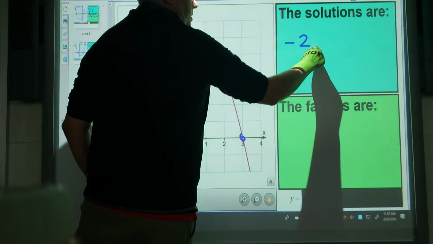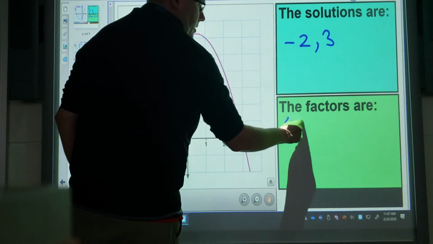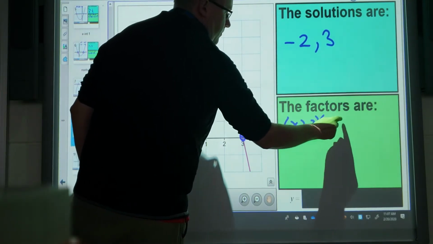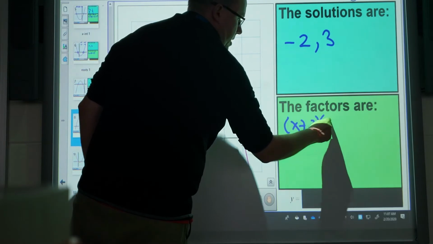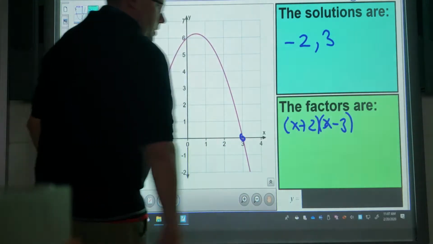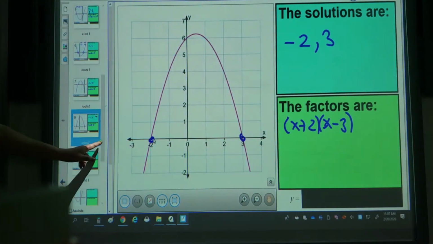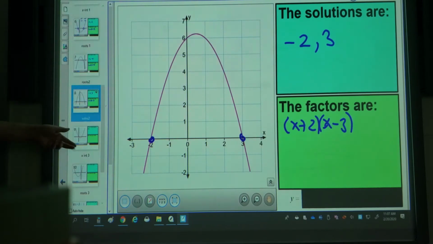When I'm doing solutions, I recognize that's another word that means the same. So -2 and 3. So when I do factors, x plus 2, and the opposite of 3 would be -3, of course. So x minus 3. And most questions like that are fairly easy to do.